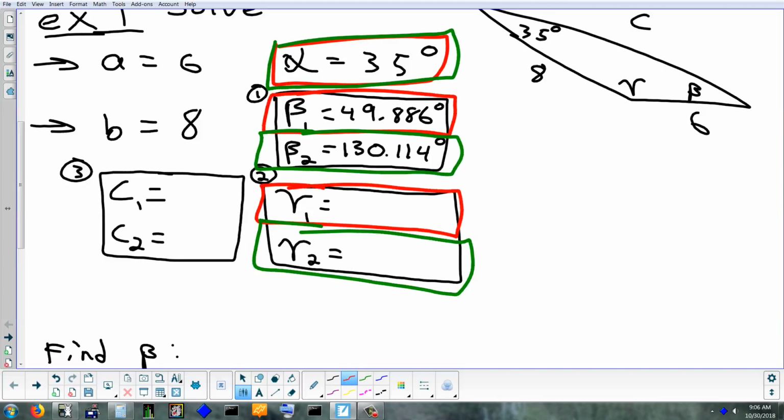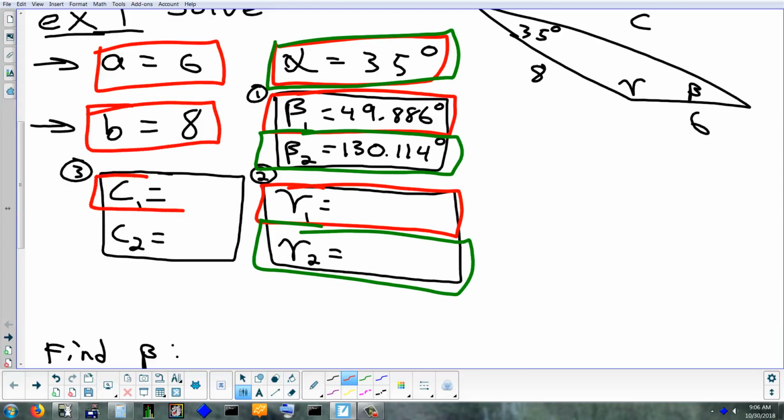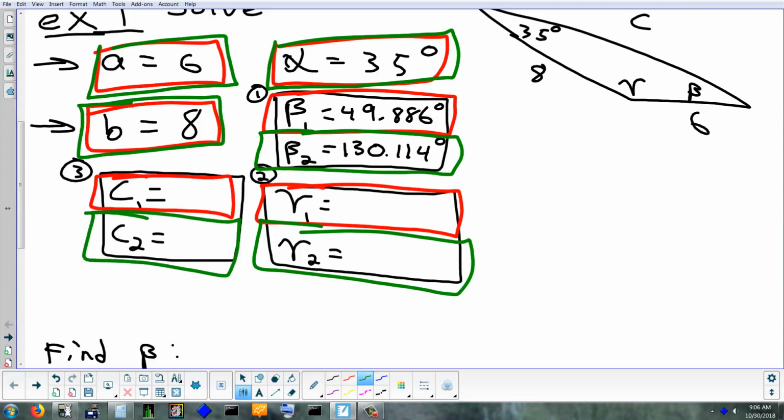Right. If you want to look at the sides, A is in the red triangle, B is in the red triangle, C1 is in the red triangle. Those are the three sides in the red triangle. And then A is in the green, B is in the green, C2 is in the green. So you can see A, B, and alpha are in both. Beta 1, gamma 1, and C1 are the red. Beta 2, gamma 2, C2 are the green. So it's like we're solving two totally separate problems.